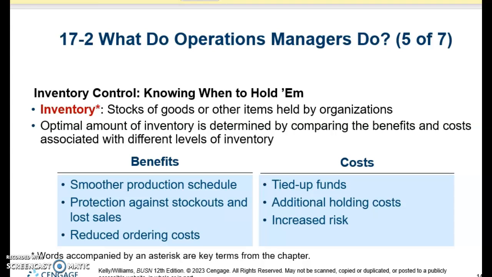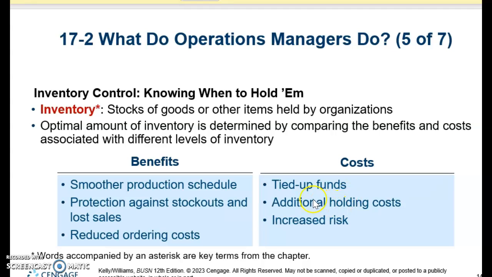Inventory is your stock of goods or other items held by organizations. And the optimal amount of inventory is determined by comparing the benefits and costs associated with different levels of inventory. And you can see here the benefits would be smoother production schedule, protection against stockouts and lost sales, and reduced ordering costs.